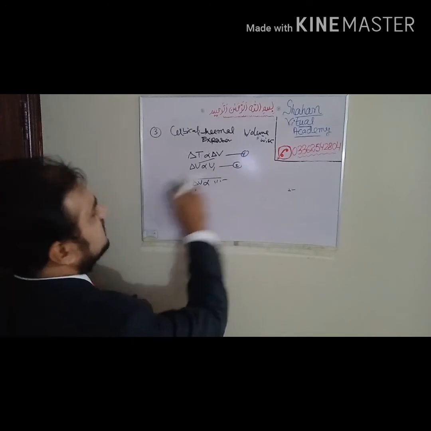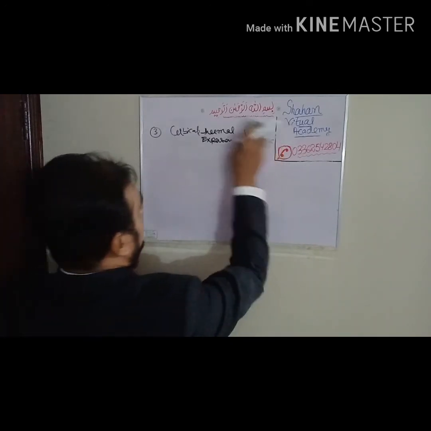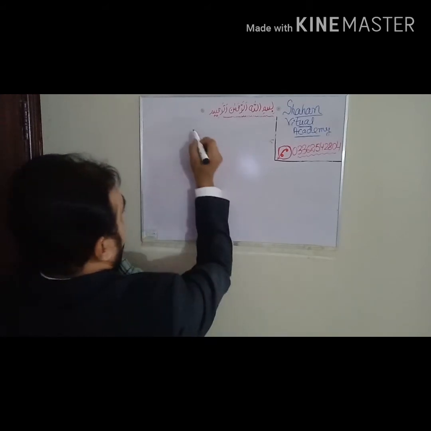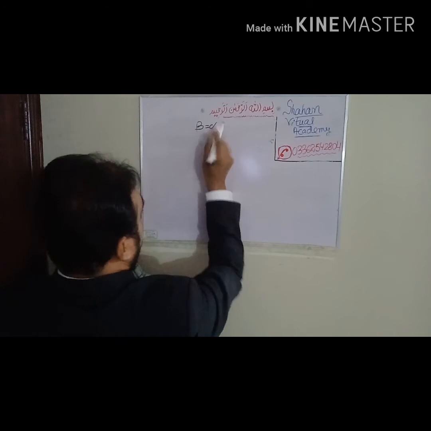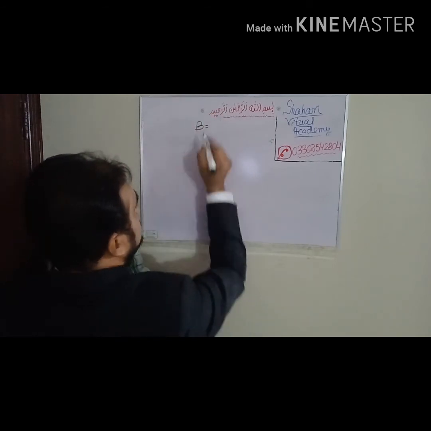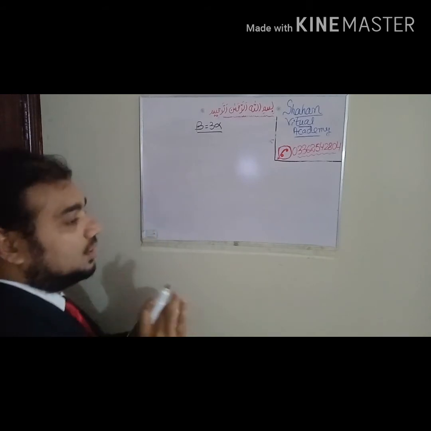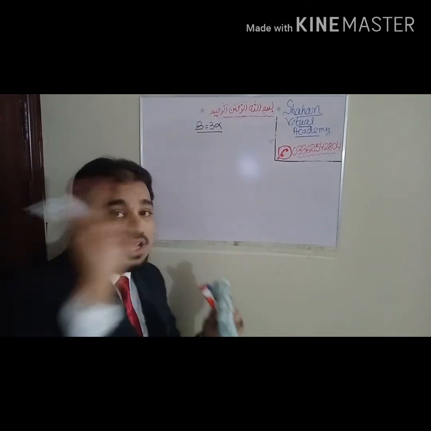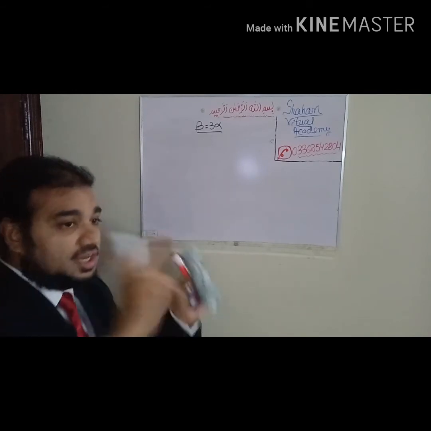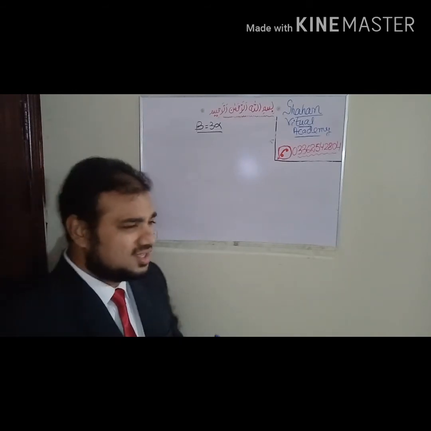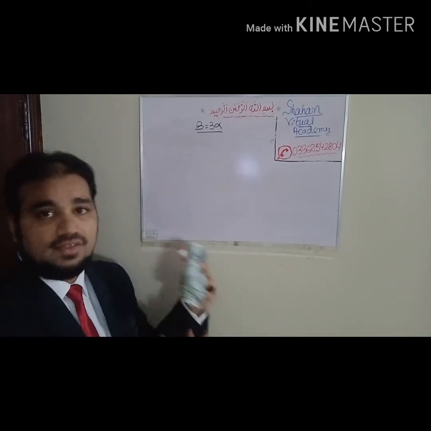What is the relation between cubical and linear thermal expansion? Basically, we would like to discuss the relation. And what is the relation? Beta is equal to 3 alpha, which means the coefficient of cubical expansion is 3 times the coefficient of linear expansion. So how does this relation come about? How can we derive that?